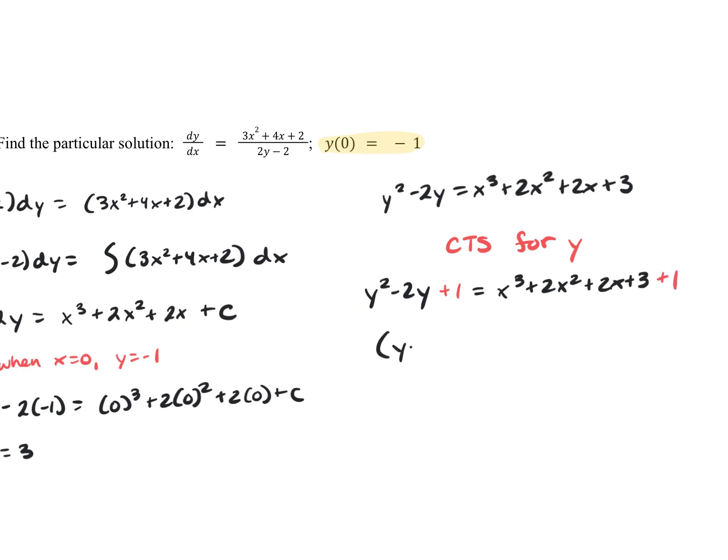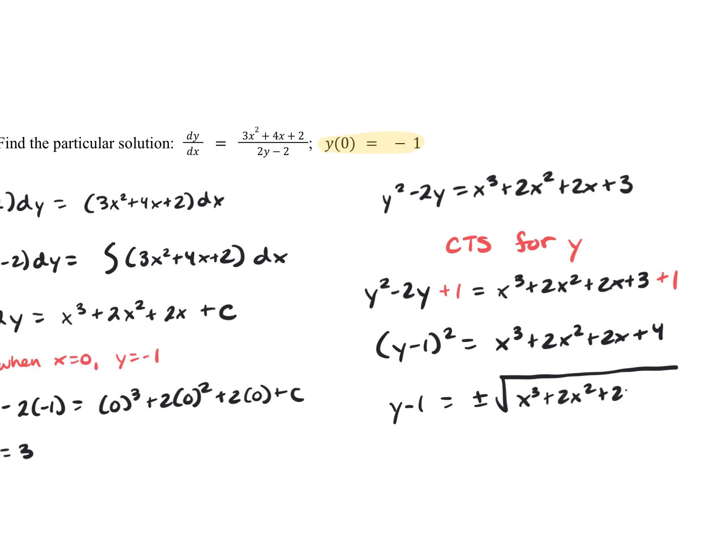And then the left side becomes y minus 1 squared. The right side is just staying the same, well, I'm going to combine like terms. And then I can take the plus or minus square root of both sides. And then I can just add 1 to both sides of my equation. So I'll write it out front: y equals 1 plus or minus the square root of x cubed plus 2x squared plus 2x plus 4.